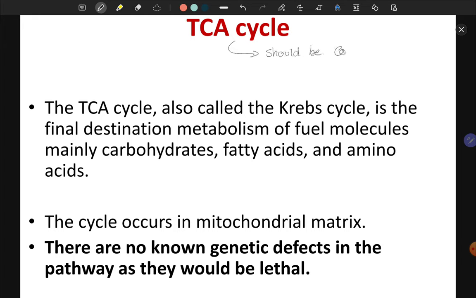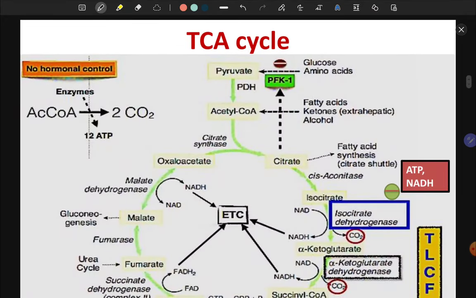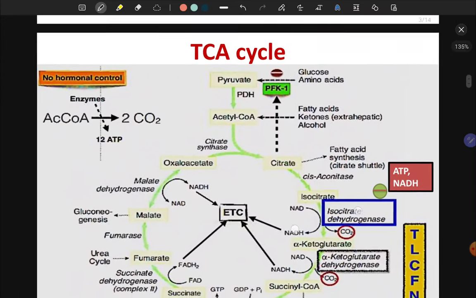In glycolysis a complete enzyme defect cannot survive, but in the TCA cycle even a partial enzyme defect is incompatible with life. They cannot survive. Okay, so this is a very important and critical pathway for life. It's composed of this cycle. I will try to simplify it for you.